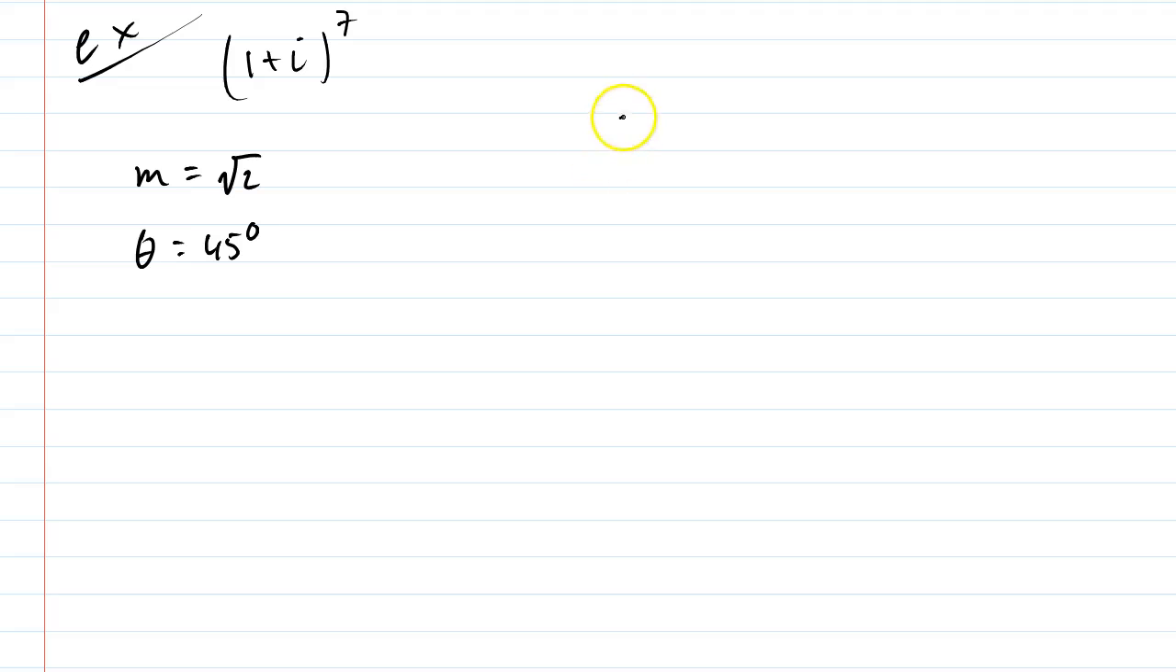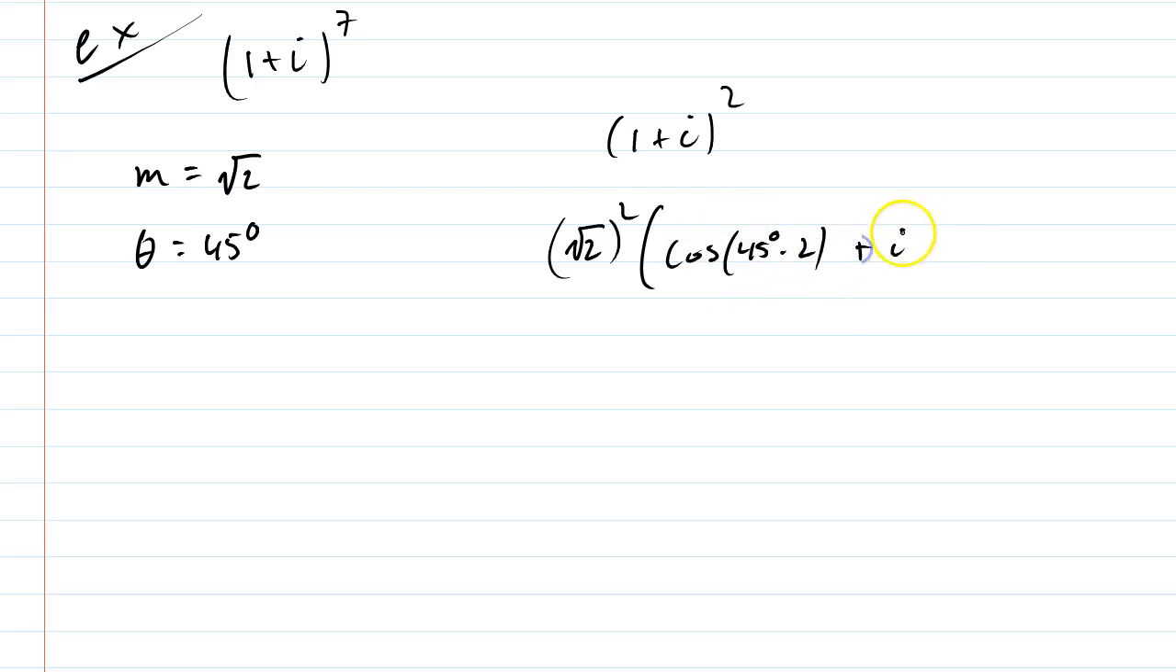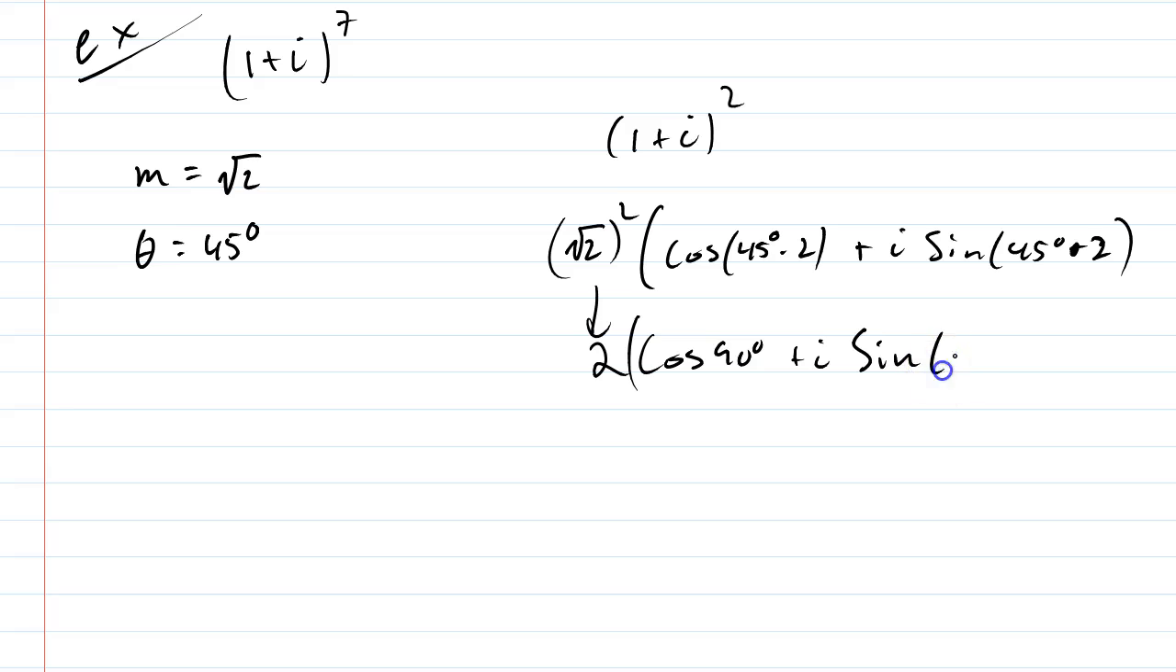Now, what I know is that if I do 1 plus i squared, that's going to mean that I'm going to have the magnitude squared, and I'm going to have double the angle. So I would write this out: 2 times cosine of 45 degrees times 2, plus i sine of 45 degrees times 2. So really what this comes out to be is 2 cosine of 90 plus i sine of 90. But that was just one power.